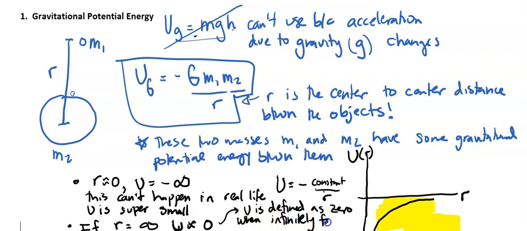When infinitely far away, that does not mean the potential energy is always 0. It just means that when the separation between the two masses, M1 and M2, is infinitely far, the potential energy is defined as 0. And you'll see that written in problems all the time.